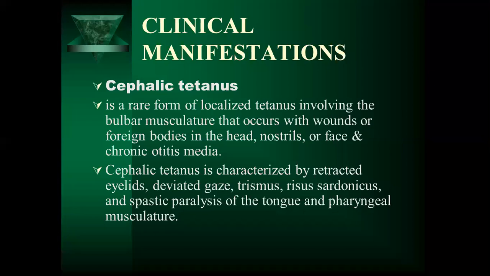The child can move the hands, arms, legs, and can walk, but only the head is involved. They cannot open the mouth, and there will be risus sardonicus and trismus, but the child will be conscious in cephalic tetanus.